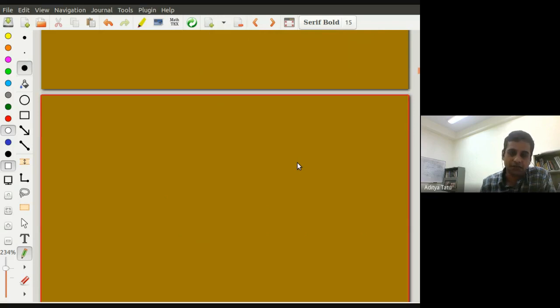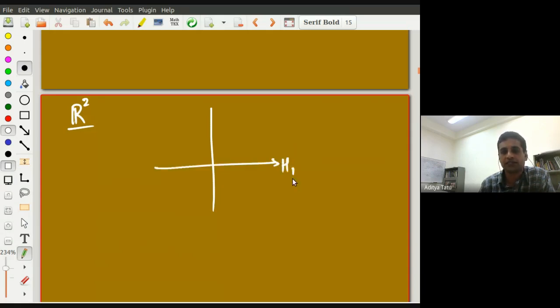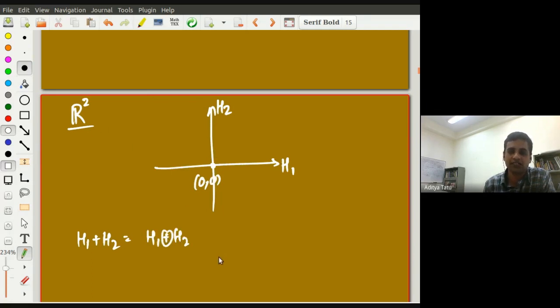Let me give you an example. Since we are moving towards vector spaces, maybe we take those examples. This is my subgroup H1. This is my subgroup H2, the x and y axes. What is H1 plus H2? It is nothing but H1 direct sum H2, because the intersection has only the identity. What is this equal to?